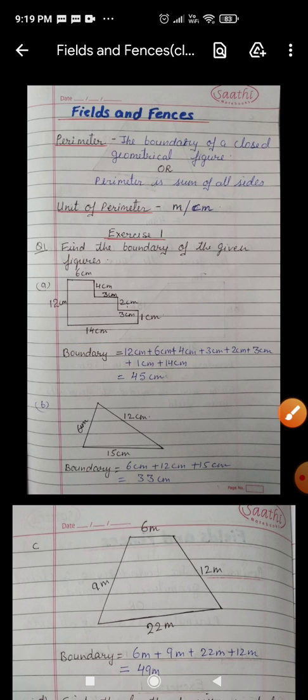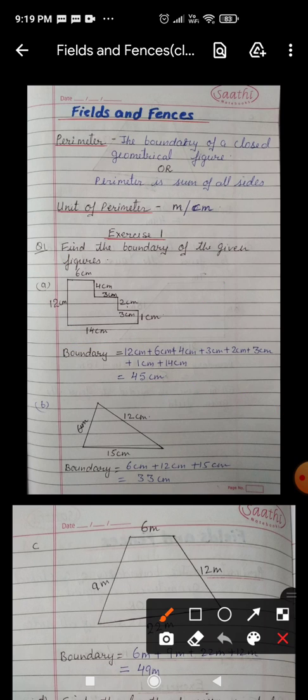Similarly we can calculate the perimeter of figure B. This figure is made up of 3 sides, and this figure is a closed figure and all the sides are of different length. So boundary is the sum of all sides, or perimeter is the sum of all sides. So 6 plus 12 plus 15 will be 33 centimeter. Children, hope you all are understanding.